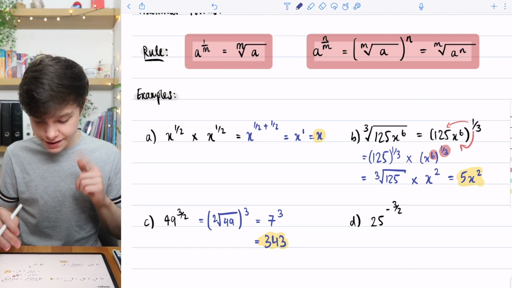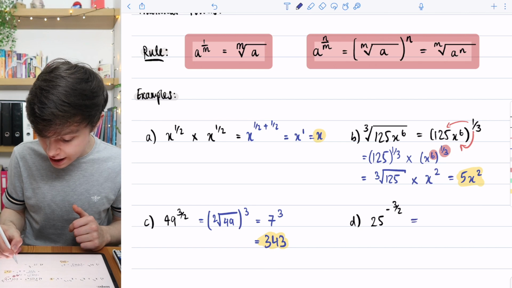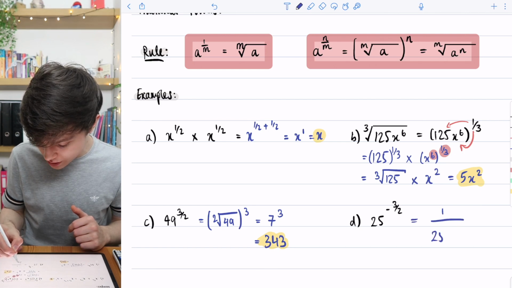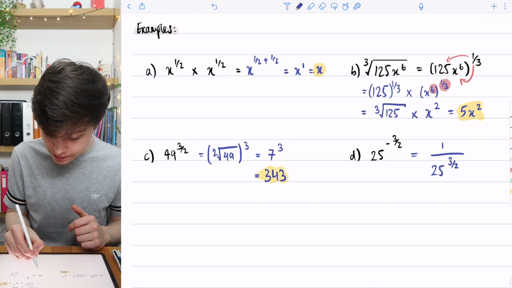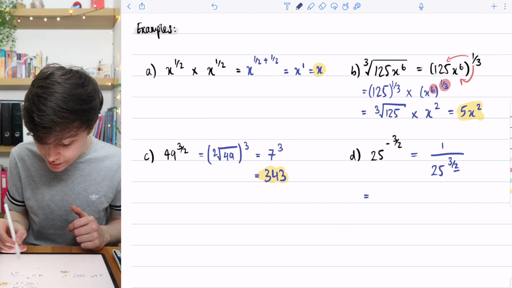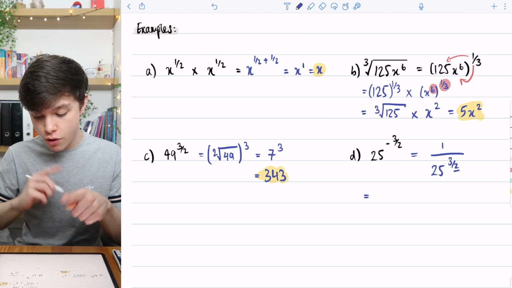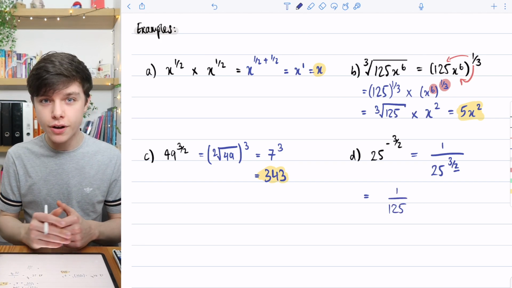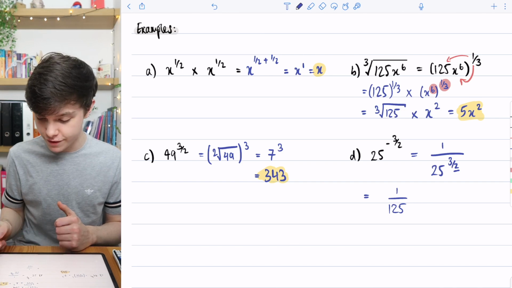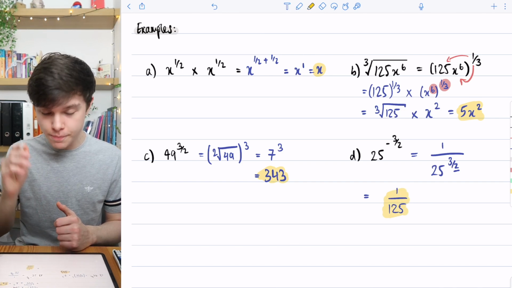Here we've got a negative, so I'm going to write that as 1 over 25 to the 3 over 2. Then I'm going to take the square root of 25, which is 5, raise that to the power of 3, and straight away I can get 1 over 125. And that is your final answer.